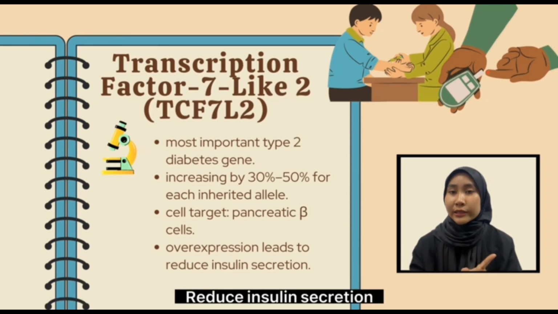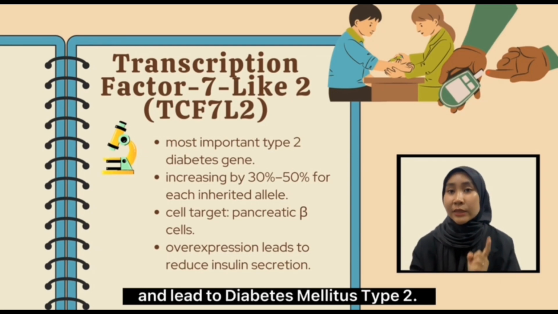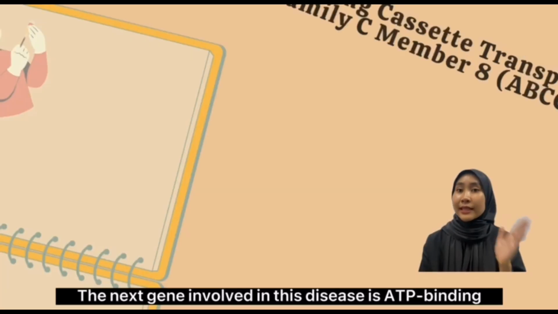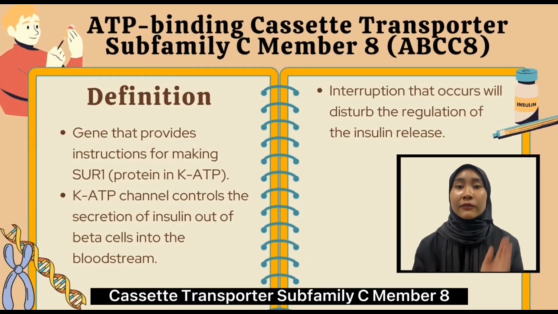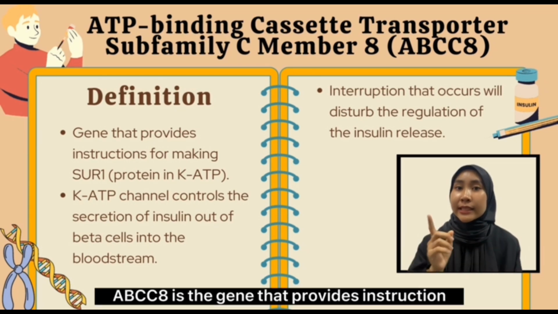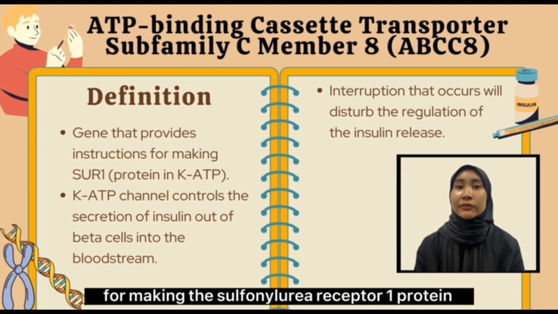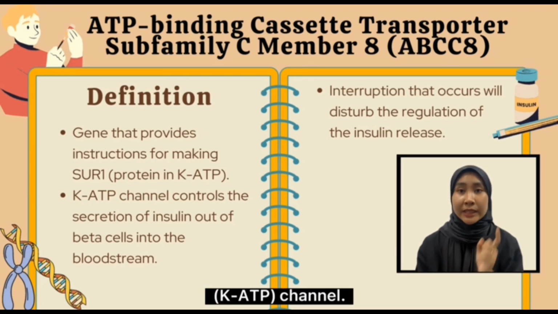Reduced insulin secretion indirectly increases hepatic glucose output and leads to diabetes mellitus type 2. The next gene involved in this disease is ATP-binding cassette transporter subfamily C member 8, or ABCC8. ABCC8 is the gene that provides instructions for making the sulfonylurea receptor 1 protein, which is the important protein associated with the ATP-sensitive potassium (KATP) channel.